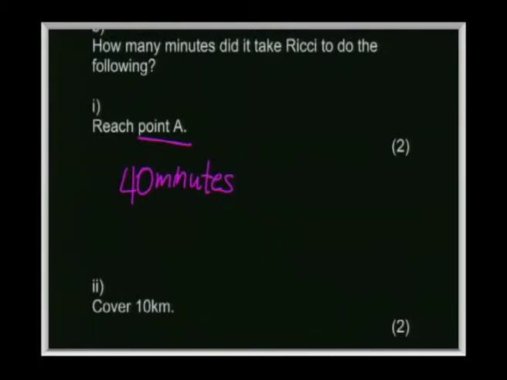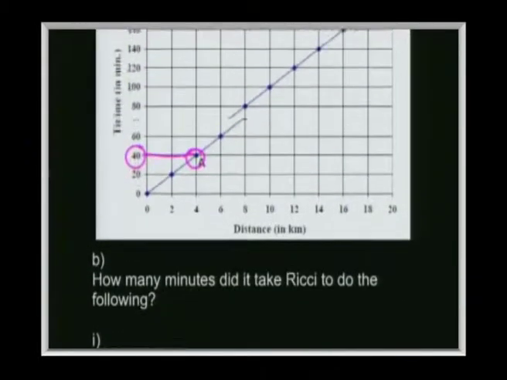How many minutes did it take Ricky to do the following? Cover 10 kilometers. Let's have a look at our graph. We're looking at 10 kilometers. We can draw a straight line up until it hits our graph, and then draw a line to the left to have a look at our time, and our time was 100 minutes.